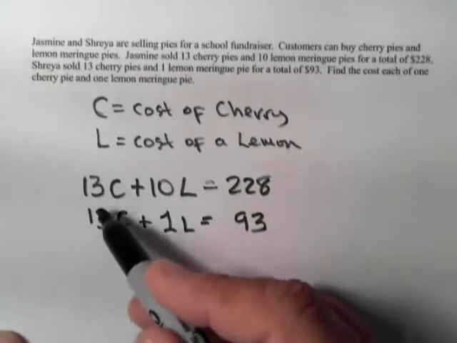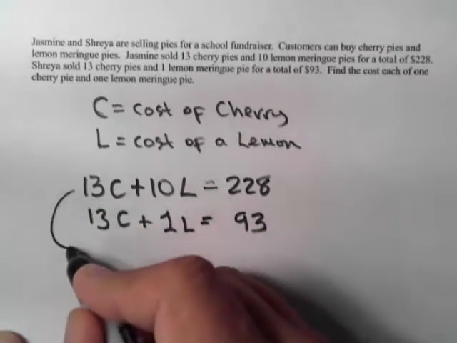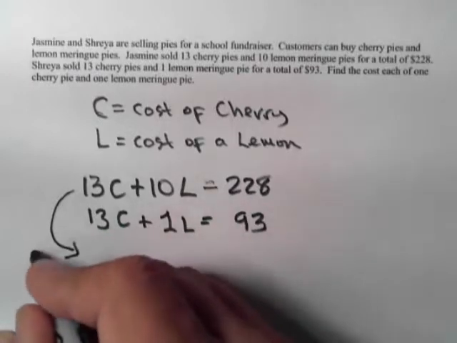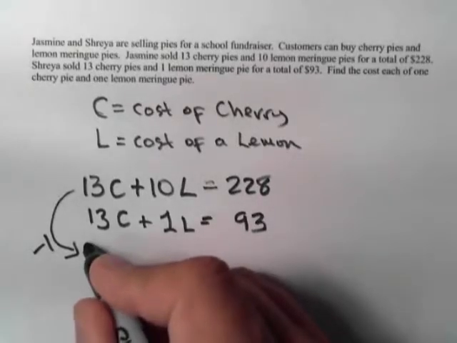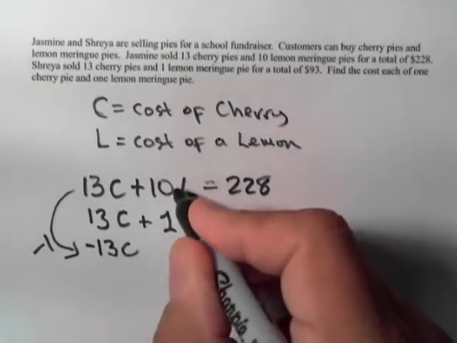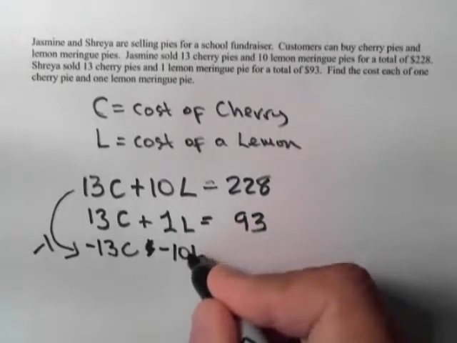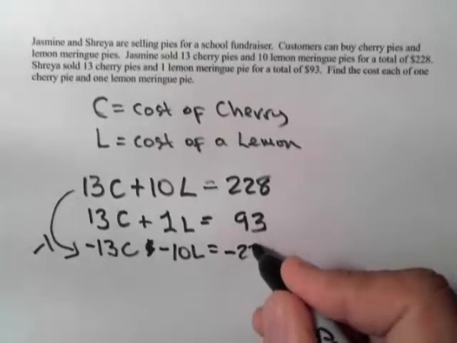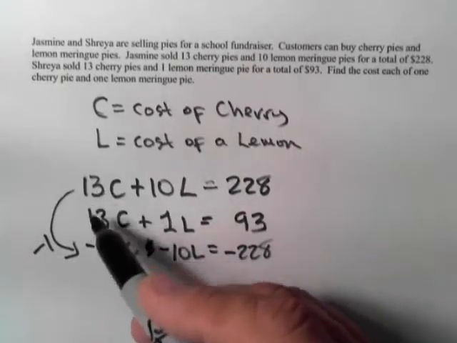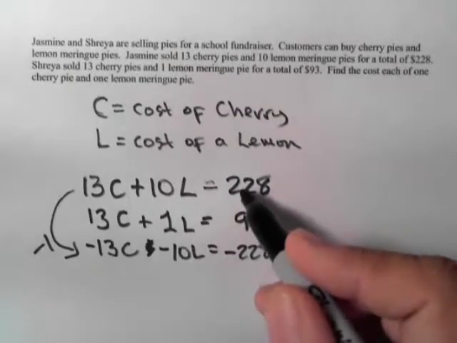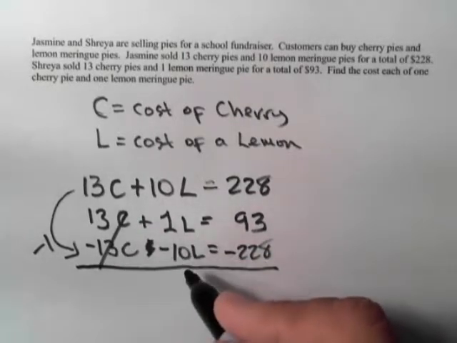Okay, look at this system here. The C's have the same coefficient. All I have to do is take one of these and multiply by -1. So let's take the first one, rewrite it underneath the second, and multiply by -1, and the C's will go out. So here we go. -13C. I'm taking -1 times everybody upstairs, and you have to make sure you do everybody all the way across. Minus 10L. I almost goofed that one up. Equals -228. Let's double check what we got here. Plus 13 became -13, plus 10 became -10, plus 228 became -228. We multiplied everybody by -1. Now notice the cherries go out as we decided.